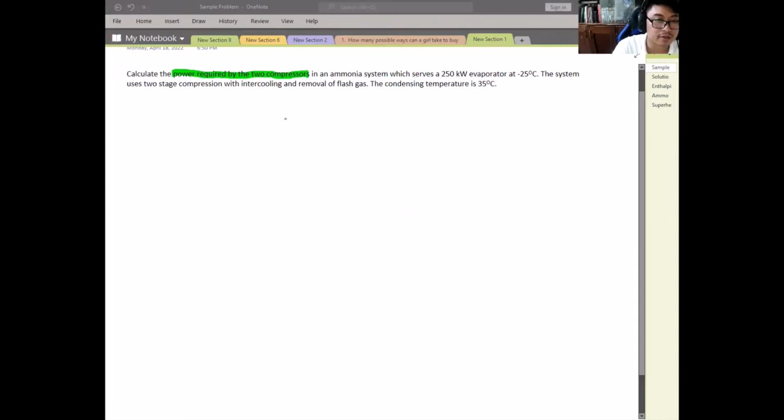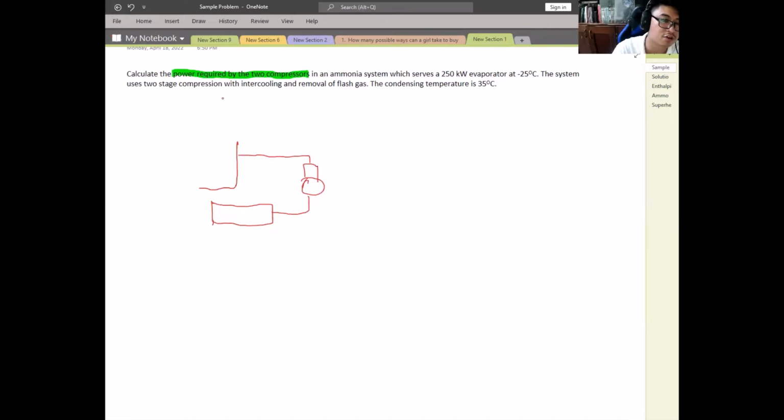So first is the one evaporator. Our evaporator has two compressors. This is compressor number 1. Then we pass through our flash tank. In the middle of the two compressors is the intercooler. Our intercooler is also the flash tank. And the flash tank, according to the book, is between the condenser and the evaporator.